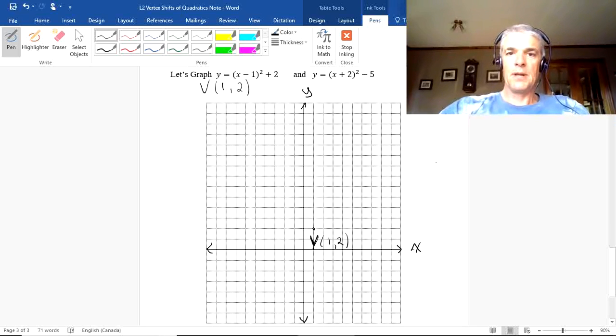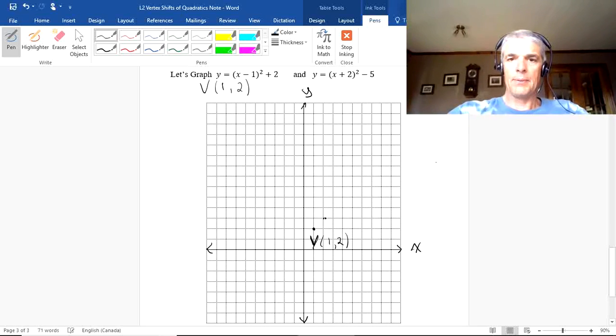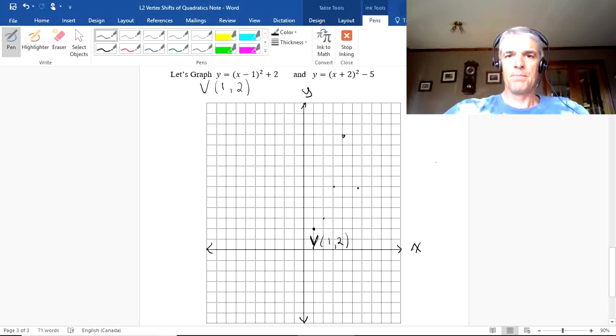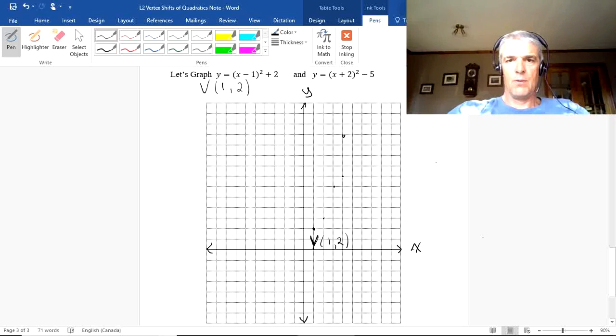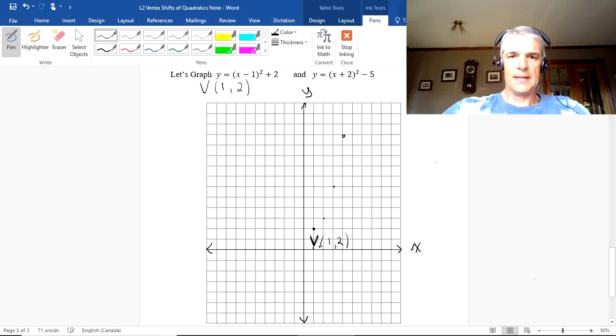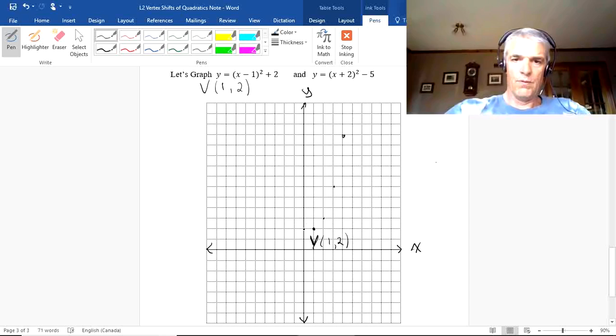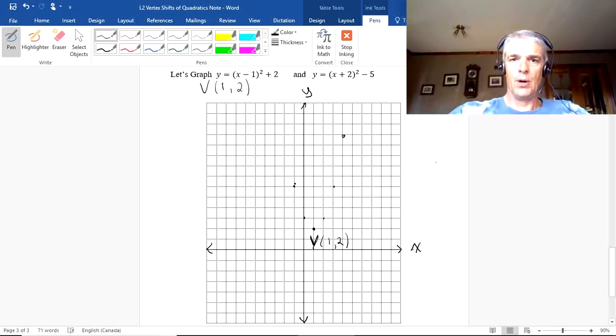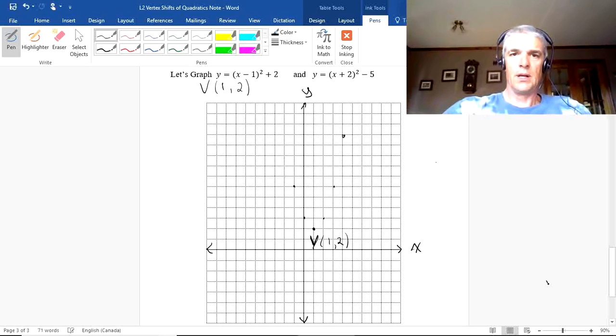Then I can plot from here. 1 over, 1 up. 1 over, 3 up. 1 over, 5 up. And now, did I count that right? 1, 2, 3, 4, 5. Yep, I did. So now I go over to the other side. 1 over, 1 up. And that's right on the y-axis, but that's okay. 1 over, 3 up. 1 over, 5 up. And now I have my points and I can draw my parabola.